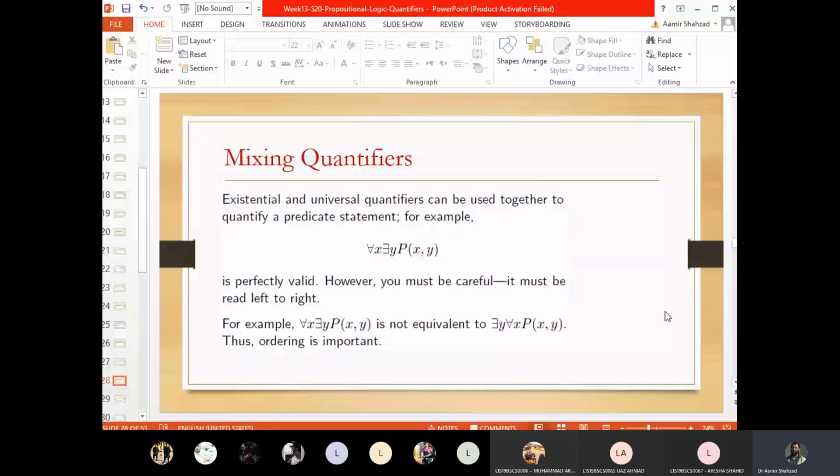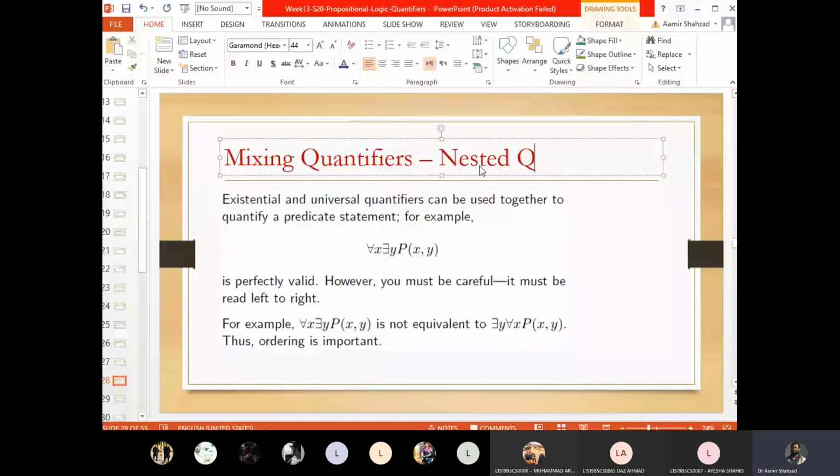So today we are going to discuss multiple quantifiers. एक statement में जब हमारे पास एक से ज़्यादा quantifiers आ जाते हैं, so we can call it mixing quantifiers, or we can also call it nested quantifiers. Actually, this is a concept similar to nested loops. जो हम for loops nested लगाते हैं, it is a similar concept to that. Nested quantifiers या mixing quantifiers या multiple quantifiers.